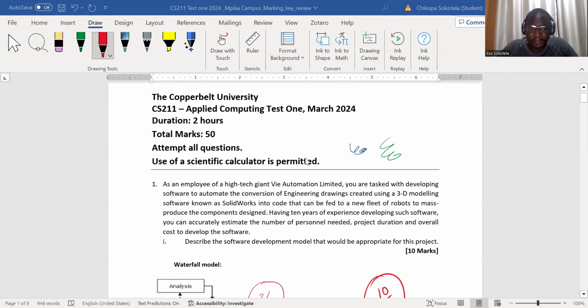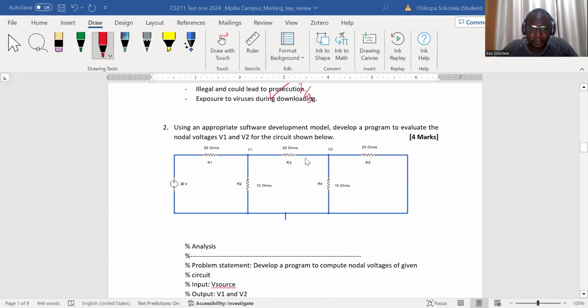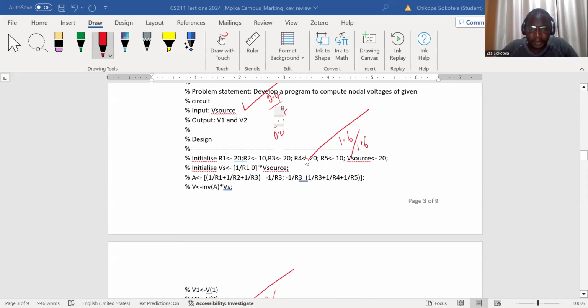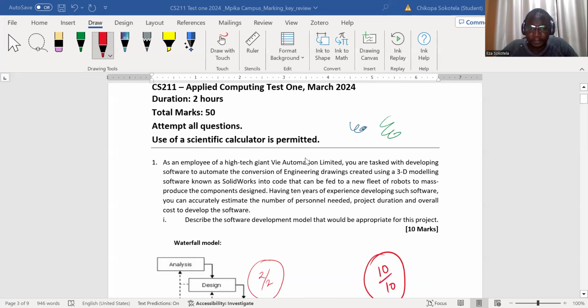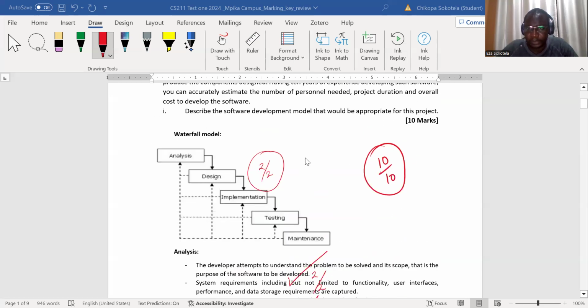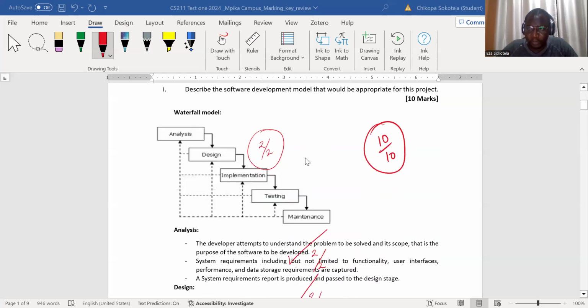So the paper had 4 questions, and the first question required you to describe the waterfall model. The majority of you knew what we are supposed to describe, but a good number of you did not really describe. What do we mean by that?